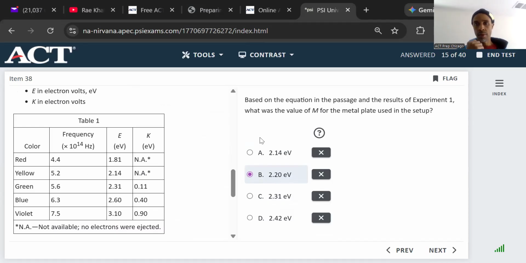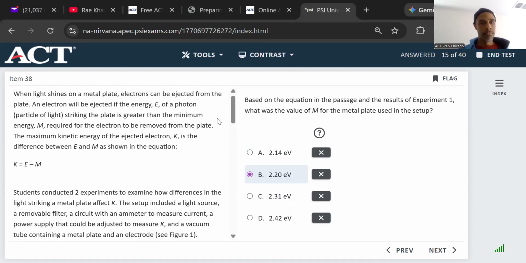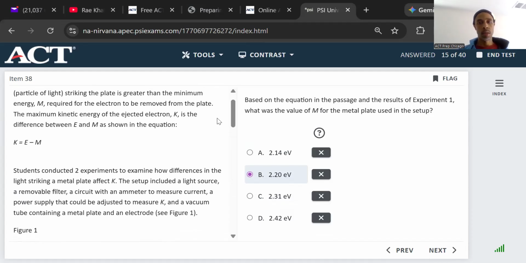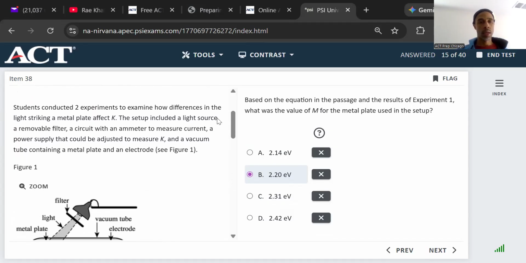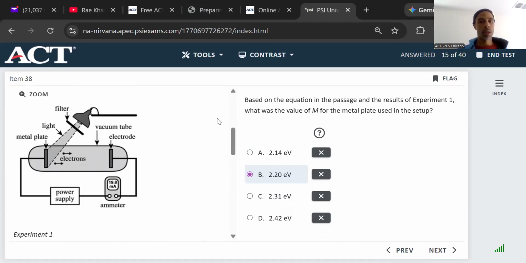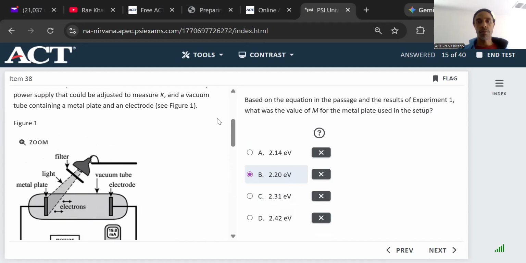Based on the equation in the passage and the results of experiment one, what was the value of M for the metal plate using the setup? Right, M and the metal plate using the setup. Yeah, that's what I would guess. So the equation, the passage, and the results of experiment one. So how did I do that again? Why did I subtract? Oh, because based on the equation, the passage, and the results of experiment, what was the value of M for the metal plate?